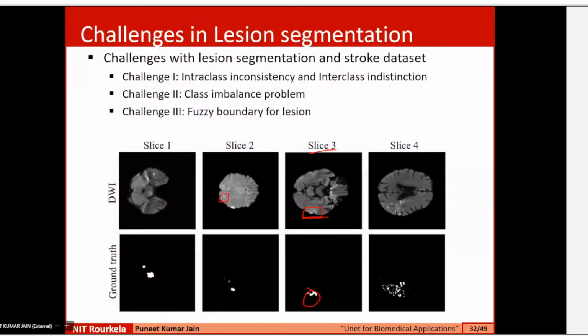Second, the class imbalance problem. That means the number of lesion pixels is very small compared to the healthy pixels. Then another challenge is the fuzzy boundary for lesions. You can observe that the boundaries are very irregular, and the number of locations and the distribution of locations is irregular. So these are the challenges in performing stroke lesion segmentation.